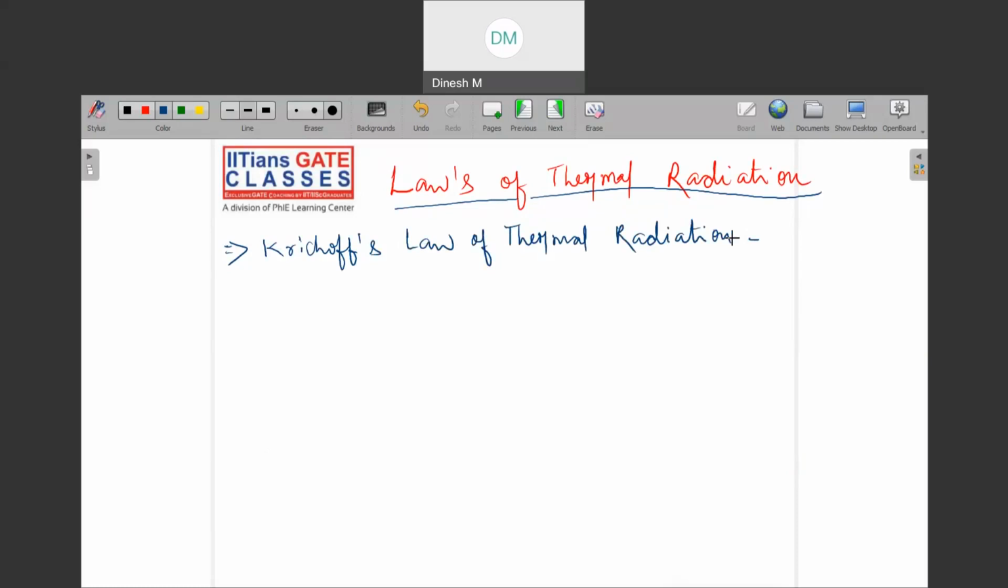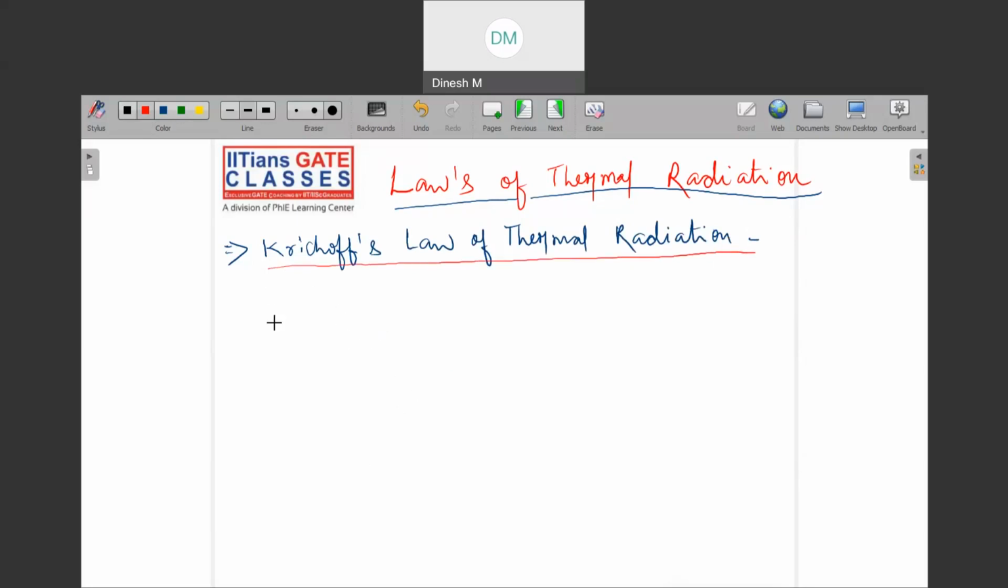So what happens in Kirchhoff's law of thermal radiation? This law states that whenever a body is in thermal equilibrium with its surroundings, like most of the time bodies are in thermal equilibrium with their surroundings, then your emissivity is equal to the absorptivity. So this is a very important relation in order to understand thermal radiation.